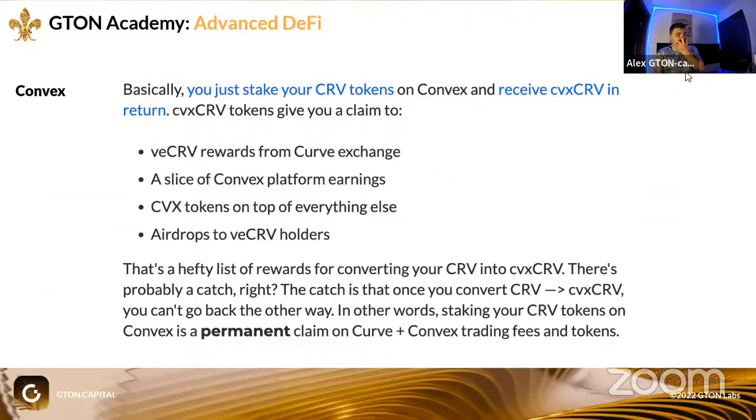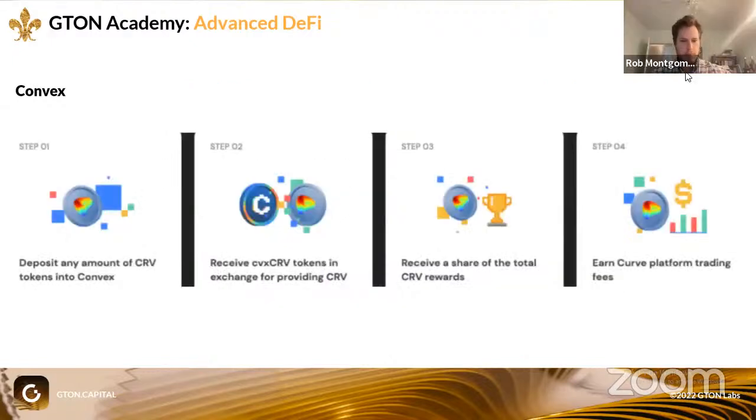Yeah, this is how it works. You have your CRV, you deposit it into Convex, right? And you are basically boosting the APR for the pool itself, for Convex itself, but also you have something on top of it. You have more revenue from the common pool, and in the form of CVX, which is the Convex token.